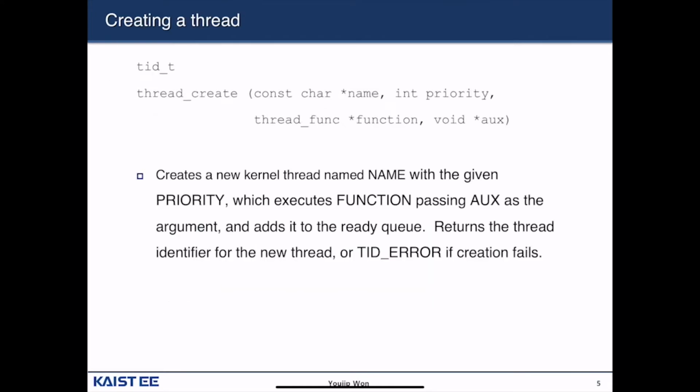The most important function for a thread is creating a thread. This is the prototype of thread_create. It has 4 arguments: name and thread priority, the function it wants to execute when the thread is called, and the parameter list that needs to be supplied to the function you want to execute.